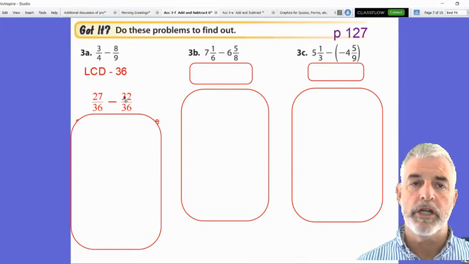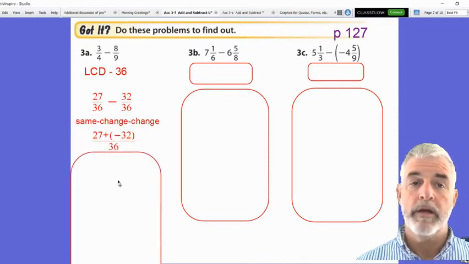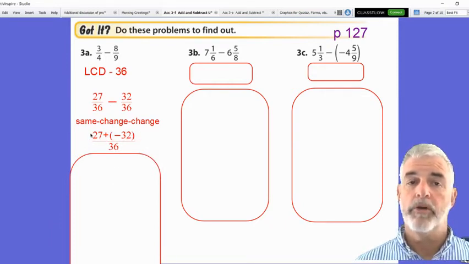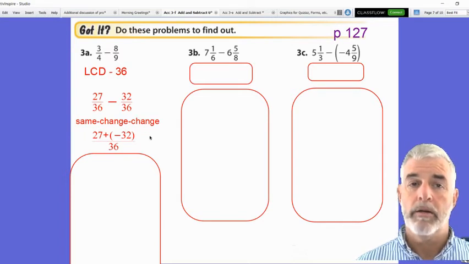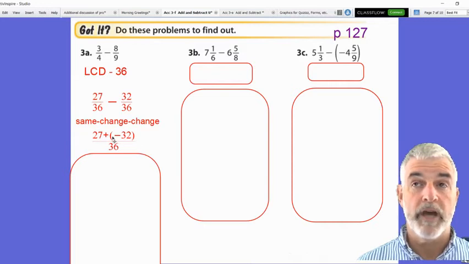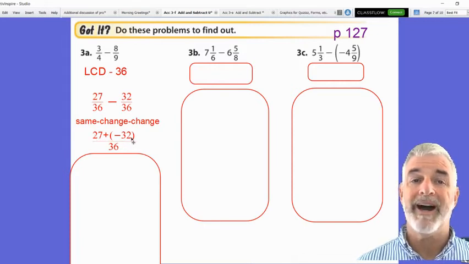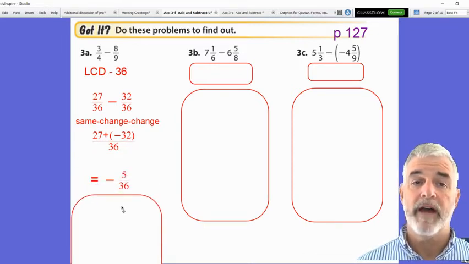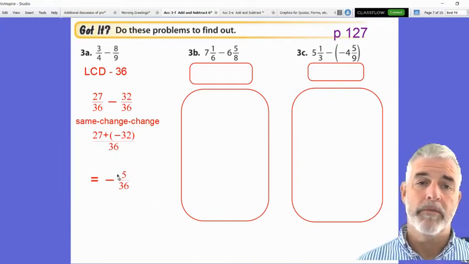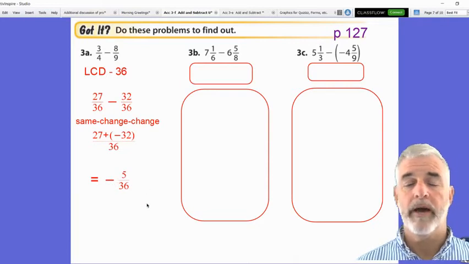Okay, so now this subtraction, I don't do subtractions, I change. Change this to addition, change this to its opposite. It becomes 27/36 plus -32/36. You can put all that in the numerator. Now, adding two numbers with different signs, you subtract the values and take the sign of the larger value. So 32 minus 27 is 5. So this is -5/36. And again, your minus sign could be up on the top here or, more stylishly, out in the front.